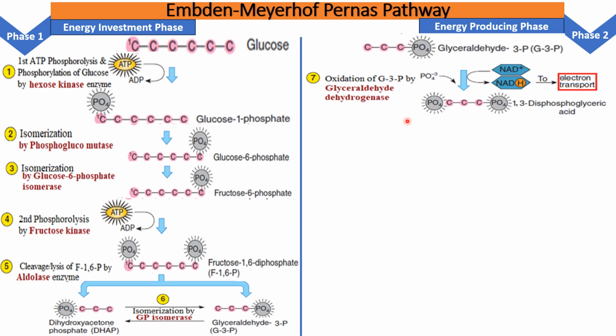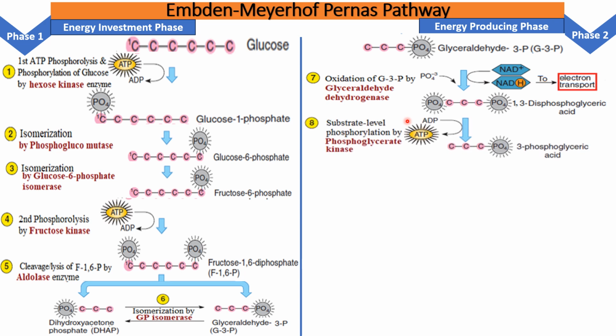And therefore, in the next step, the 1,3-diphosphoglyceric acid undergoes substrate level phosphorylation under the action of the enzyme phosphoglycerate kinase, which transfers one of the phosphate groups to ADP to produce the first ATP. Now, by doing this, 1,3-diphosphoglyceric acid will now become 3-phosphoglyceric acid.